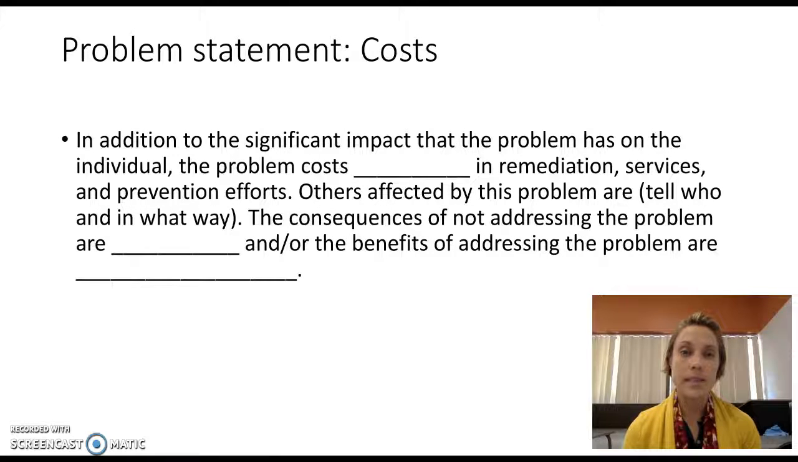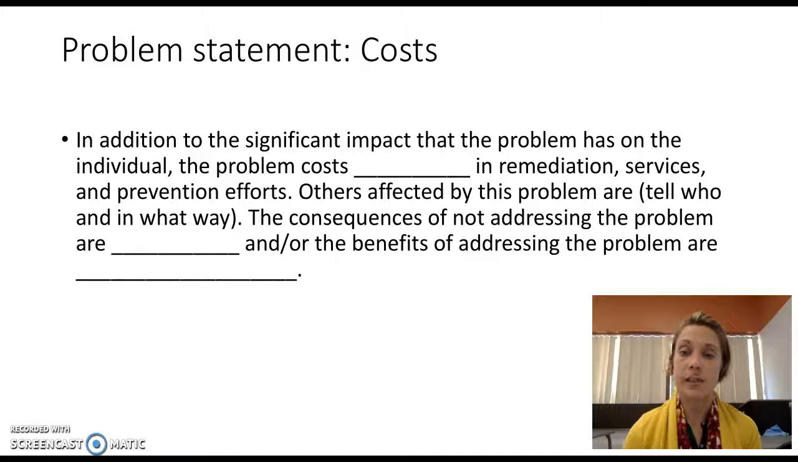And then the problem statement, the costs. In addition to the significant impact that the problem has on the individual, the problem costs blank in remediation, services, and prevention efforts. And of course, you don't need to pick all of these. You might just pick what you're focusing on. So if your focus is on childhood obesity prevention, you can look at the scope of the problem from prevention efforts and how much that costs, or how much the consequences of obesity cost as well.